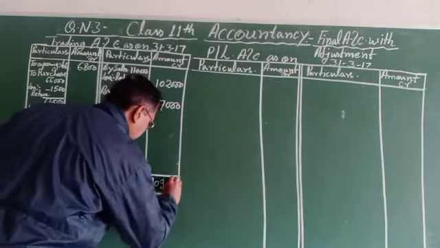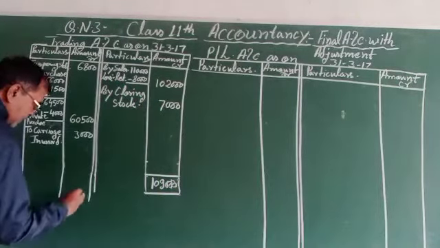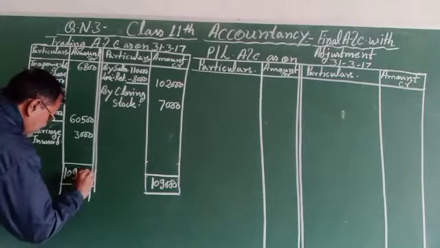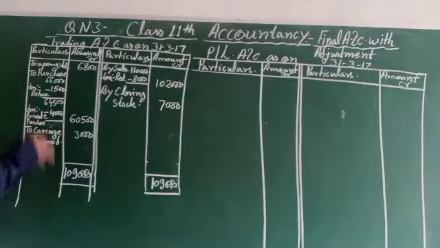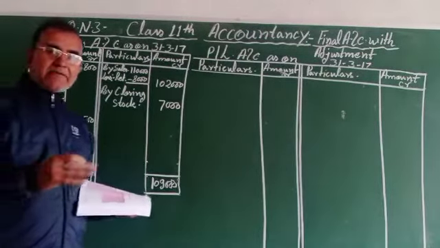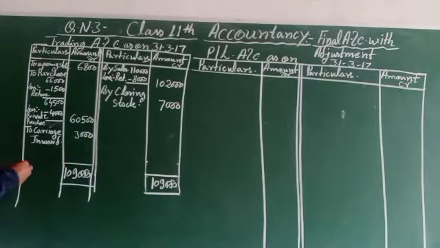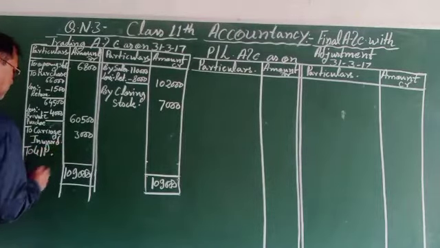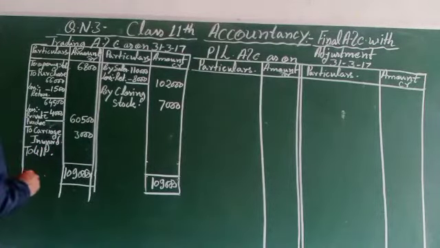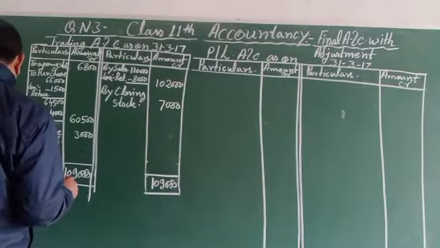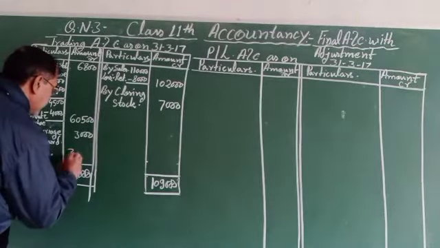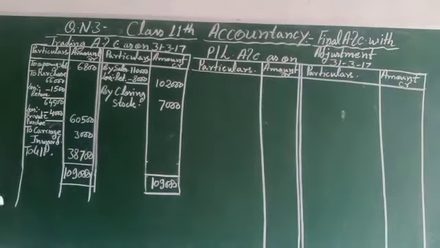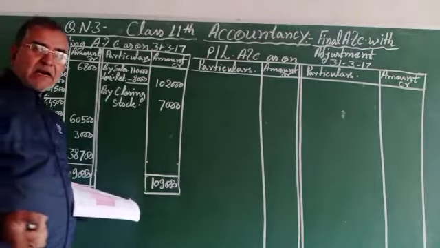1,09,000. Credit column exceeds the debit column. Just the total of the debit column deducted from the total of the credit column gives gross profit. Gross profit will be 38,700. That is in the profit and loss account.